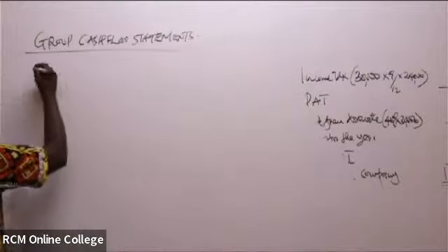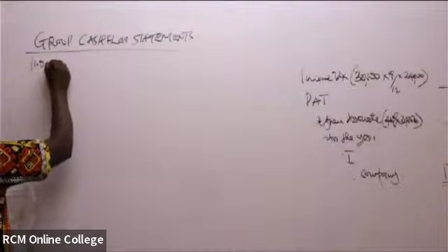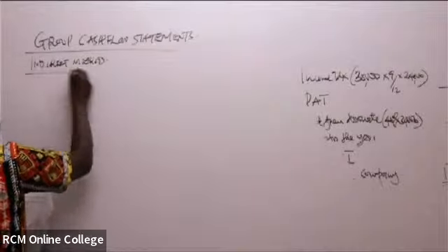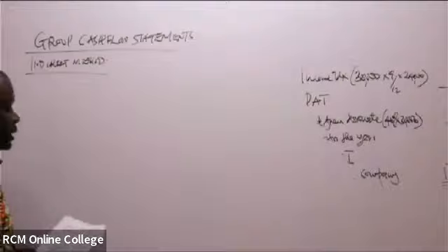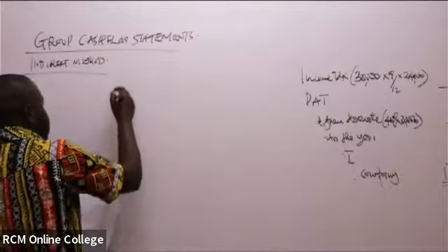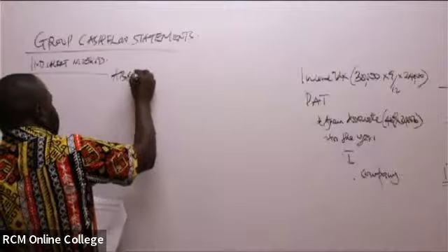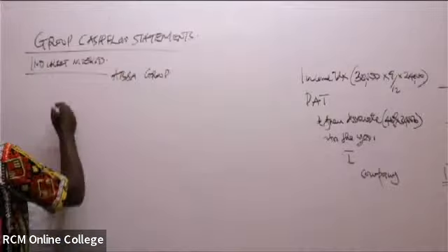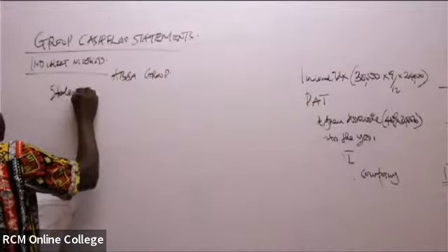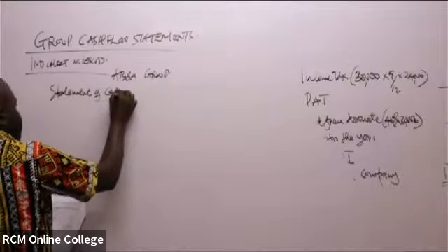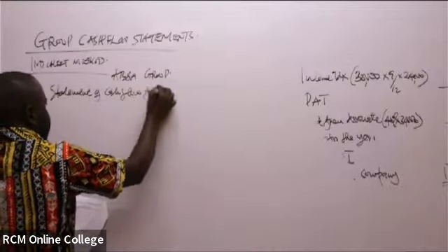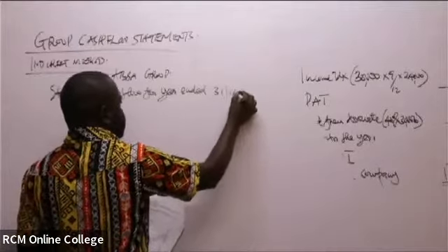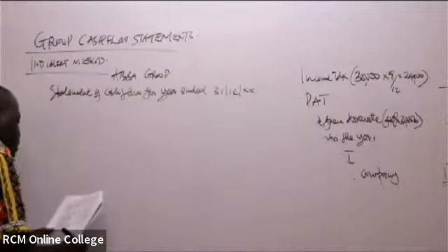Under the indirect method, the cash flow statement will likely look like this. You can copy it. You can say ABSA Group, statement of cash flow for year ended, it can be 31st of December, XX, maybe a year there.